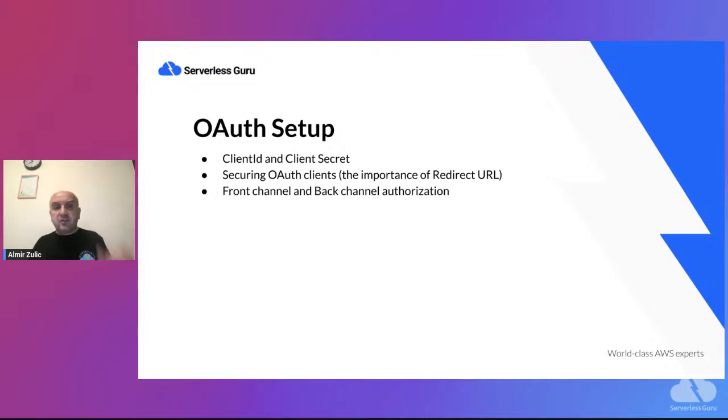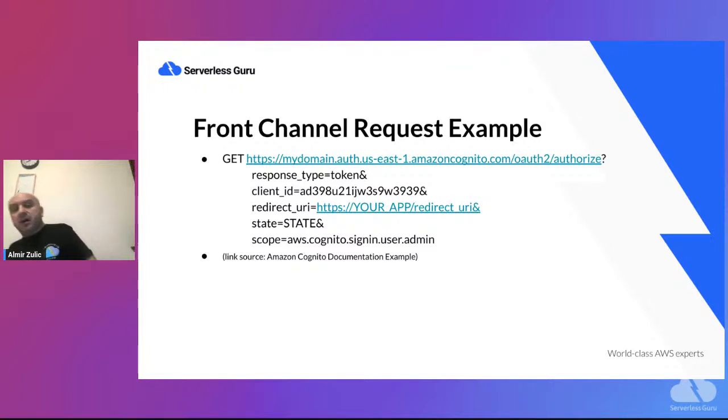Front channel and back channel authorization, I will skip this for now. The front channel is just the way you provide a request to your server. Basically, front channel is when you are making requests with your browser. You will see this kind of link if you're using Cognito when you are developing, and with any other service, you will see it very often. Basically you say, okay, the response type will be token, this is the client ID I'm providing, the redirect URL and state, and then there is a scope. You see in this case it's user is admin and so on.